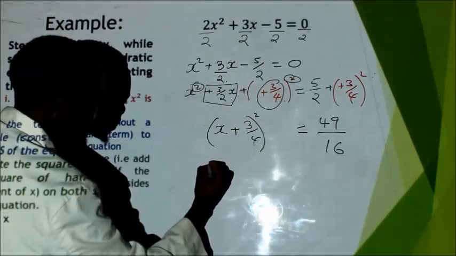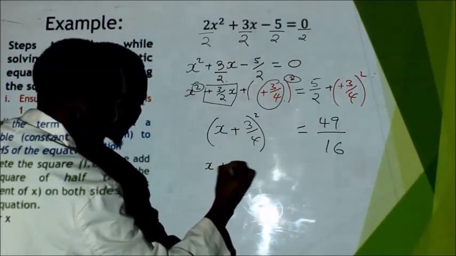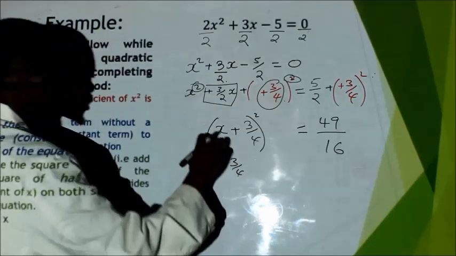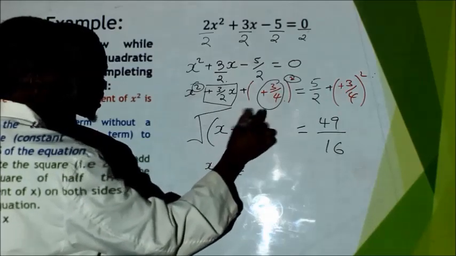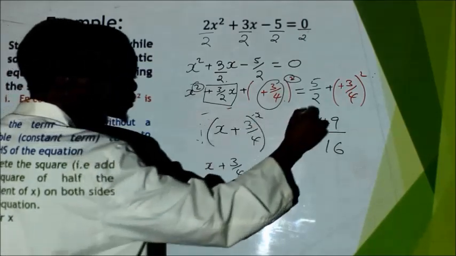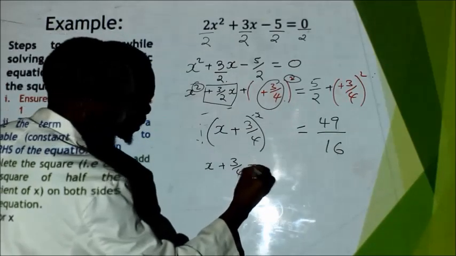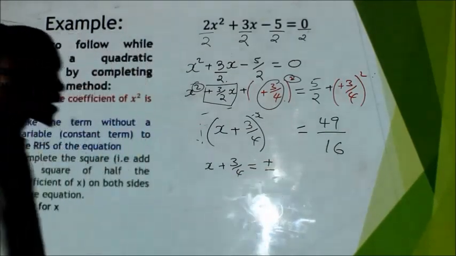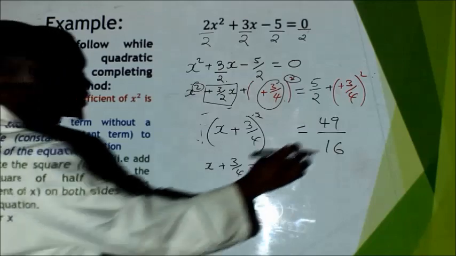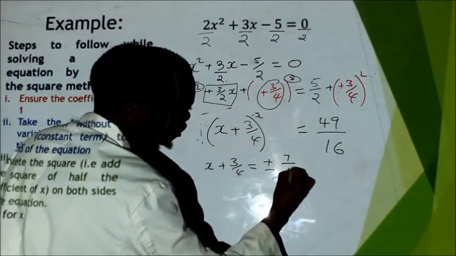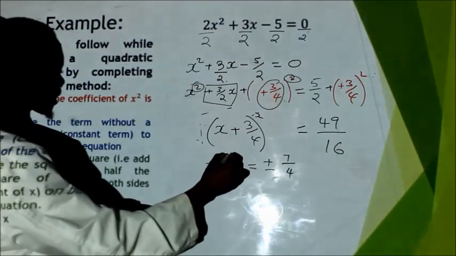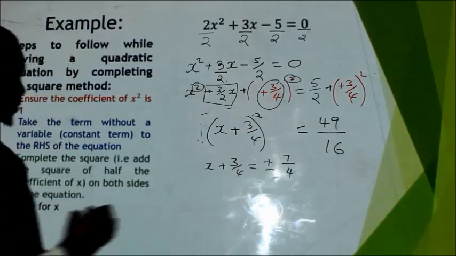First of all, get the square root. So x plus 3 over 4. When you get the square root on that side, it cancels with the square. You do the same thing to the other side. You get the square root here. And once you get that square root, you remember the square root of a number is either plus or minus, and the square root of 49 over 16 becomes 7 over 4. From there, you take this to the other side and get the value of x.